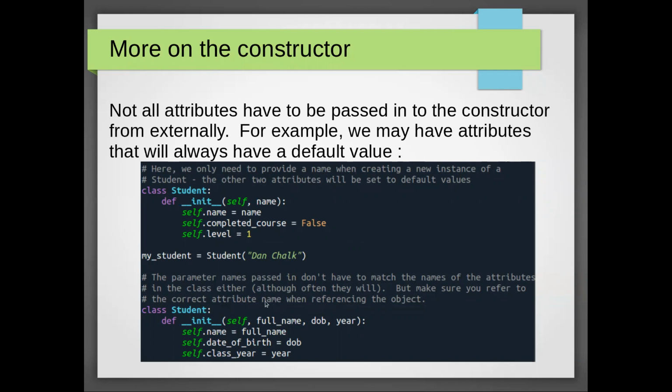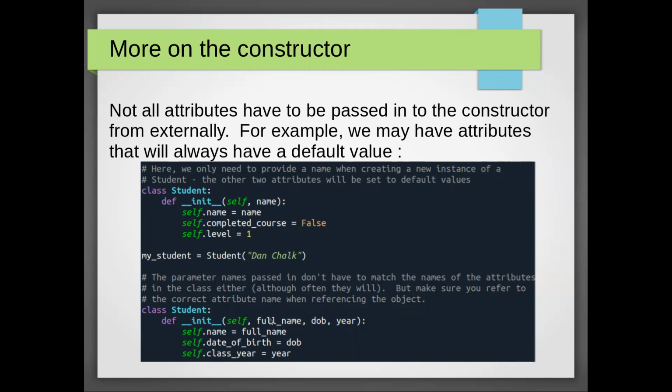The other point related to this as well, the names of the parameters that you pass in don't have to match the names of the attributes in the class. So in the same way as when you write a method and you write the function definition and you say these are the names I'm going to refer to in this function, they don't have to match the names of the things that you're passing in when you call the function. They very often will, but they don't have to. But again, as with functions, you need to make sure that you're using the correct name internally.